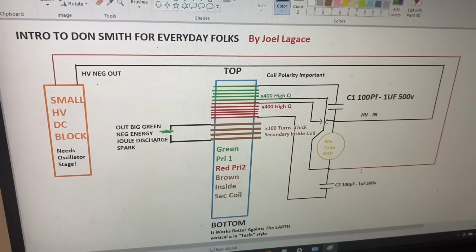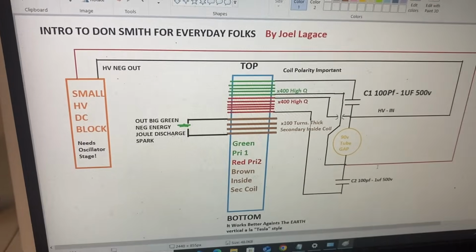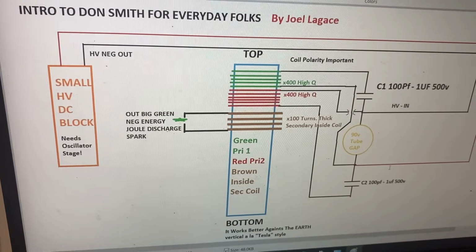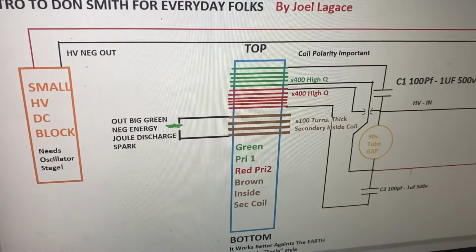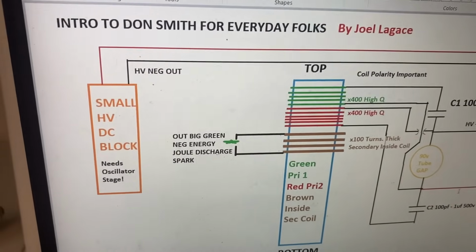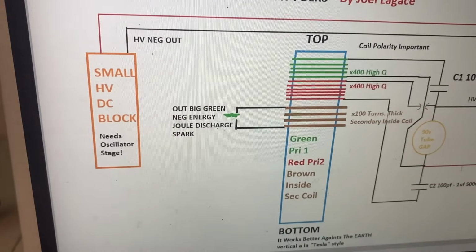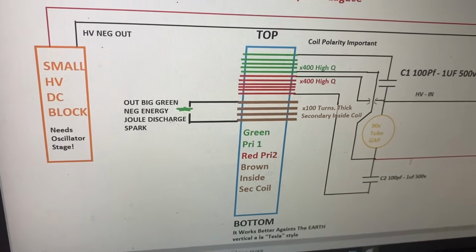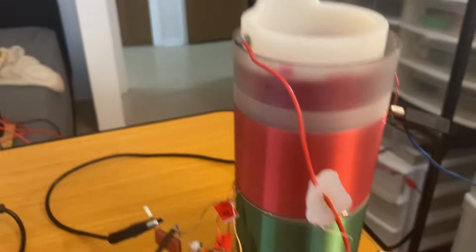So this is literally based on the same concept, but using the Don Smith effect. And this is probably basically how I think Don Smith actually ran and wired his coils, because this is basically the one thing I tried that literally actually works here. So I will actually demonstrate it. So this is what we have here.